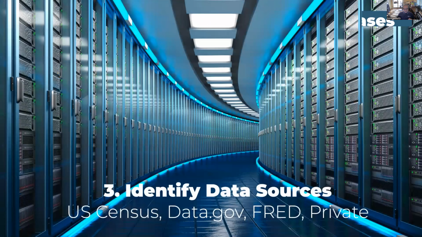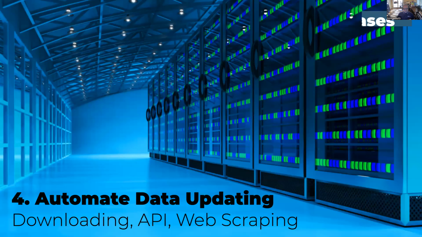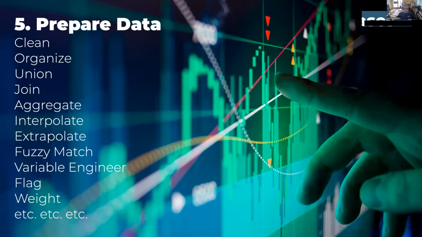Three, you need to identify data sources, whether they're public or private. You need to identify what are the data sources that have the data that potentially might correlate with your organization's KPIs. And then you have to build an automation process for the data updating itself, whether that's downloading files, API access, or web scraping. Usually and typically, it's some kind of a combination of all three. And then arguably 80% of any analytics project or initiative is data preparation. I think we all understand this intimately.